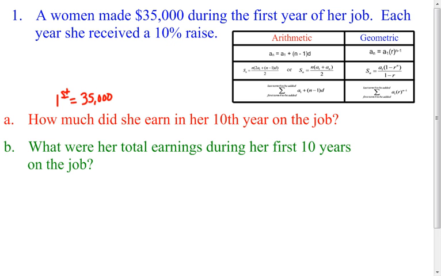So if I add 3,500 to that, and you don't need to do this, this is just extra, the next year she would make $38,500. And again, this is year two, which equals term two. Okay, so if I want to know how much money she made in the 10th year on her job, I hope you can figure out first year, first term, second year, second term, third year, third term. The 10th year will be the 10th term. That's what I'm asking you to figure out, okay?